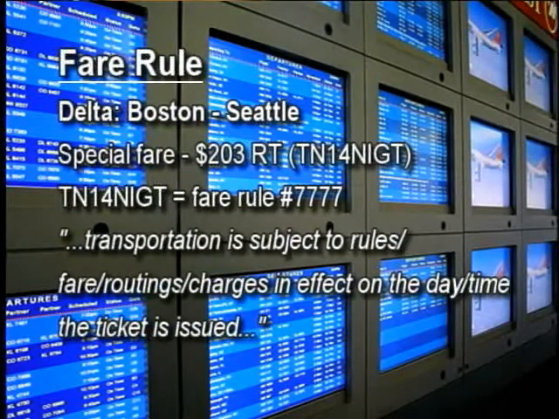And folks, I looked at about 50 Delta fare rules, and they were all the same. Let's take a look at one. I did a Delta Boston to Seattle, and they have a special fare for $203 round trip, and the code is TN14NIGT. Now, TN14NIGT is governed by fare rule number 7777, which reads, under the penalty section, transportation is subject to rules, fares, routings, charges in effect on the day and time the ticket is issued. Now, this fare rule has overridden the general rule.